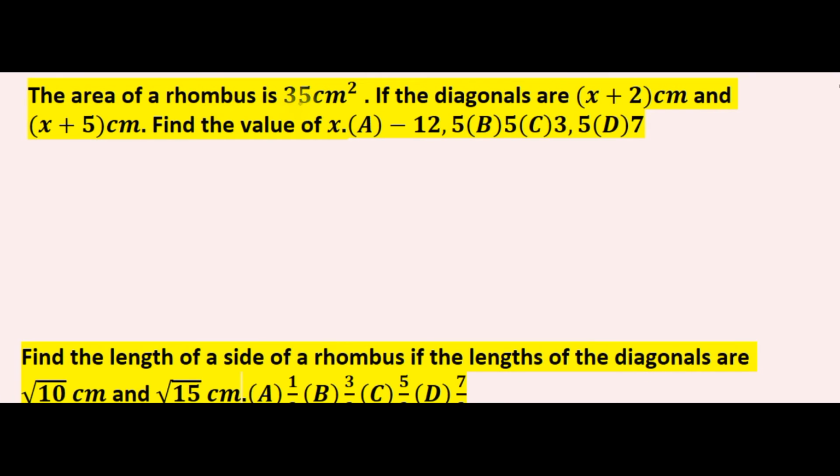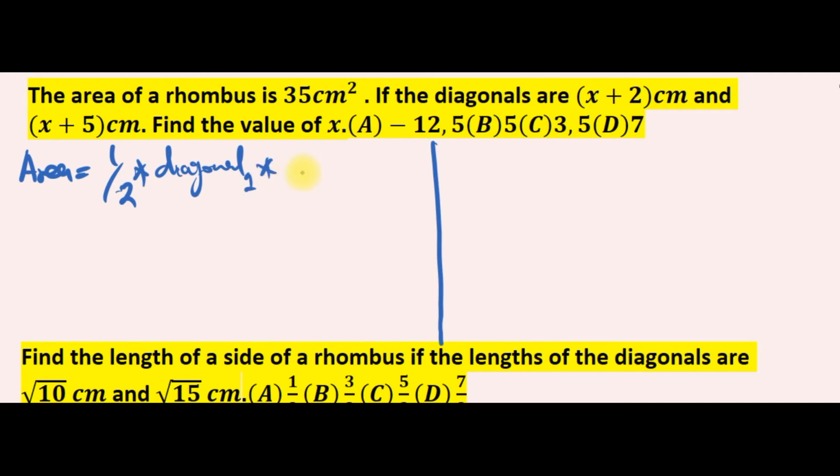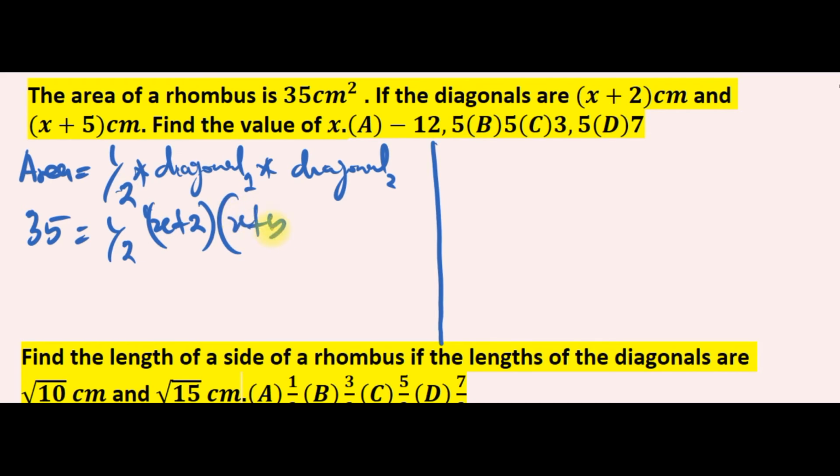Given the area of a rhombus is 35 cm squared, if the diagonals are this and this, we have to find the value of x. Okay, from what we've known before, the area of any rhombus is always half times diagonal 1 times diagonal 2. That's the formula. And they told us that the area is 35, so we have 35 equals half. One of the diagonals is x plus 2, while the other one is x plus 5.